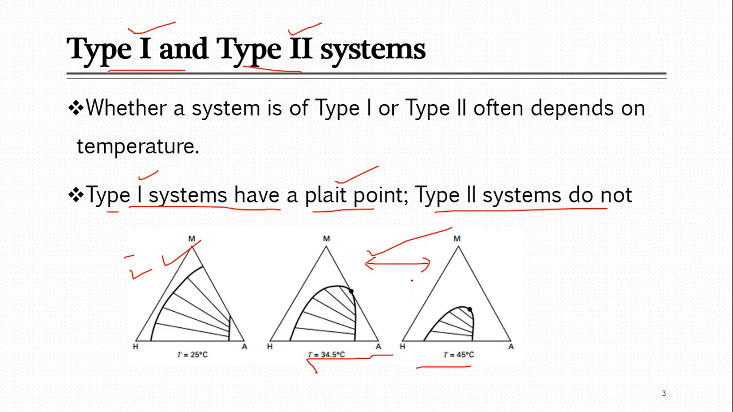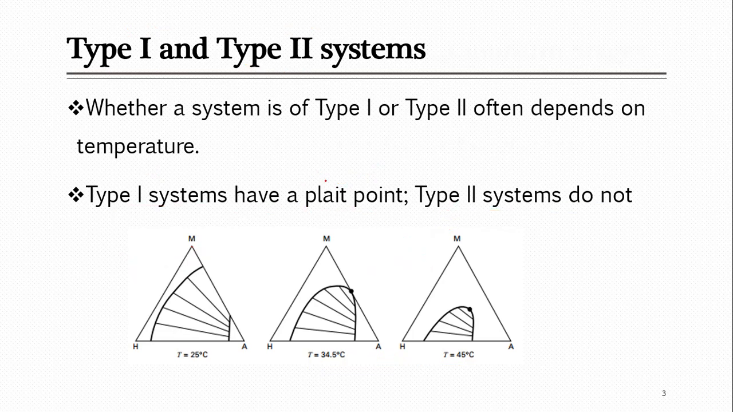I asked you a few days back to remember these based on the diagram. If you have to tell by looking at the ternary diagram which system is type 1 and which one is type 2, you can differentiate. And now this point is very easy to remember: type 1 has a plait point while type 2 doesn't.